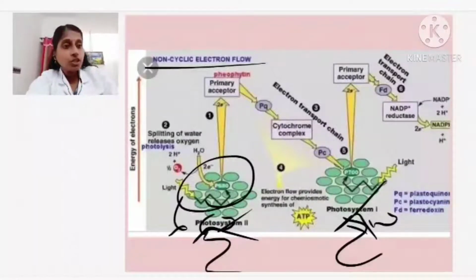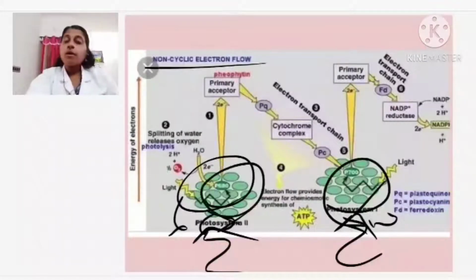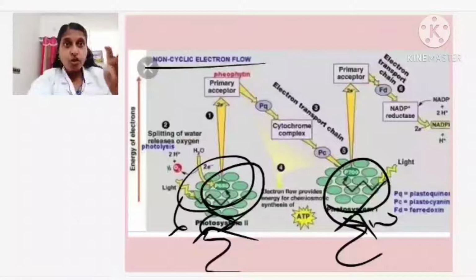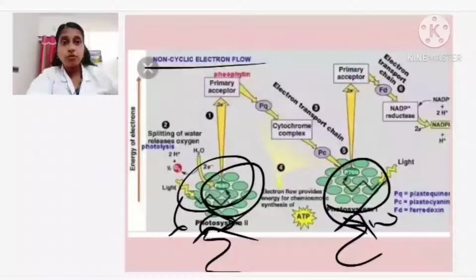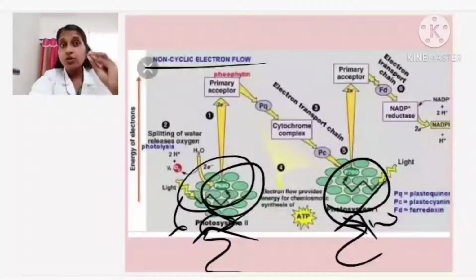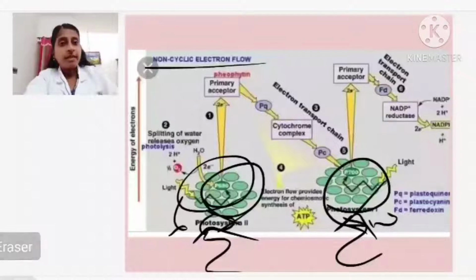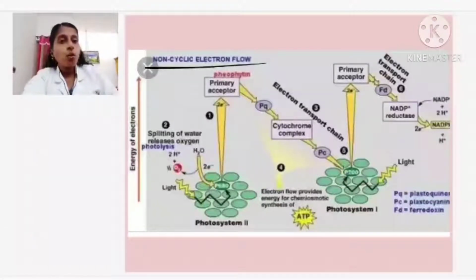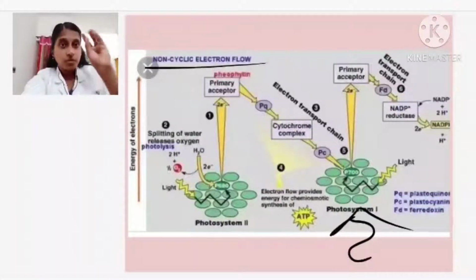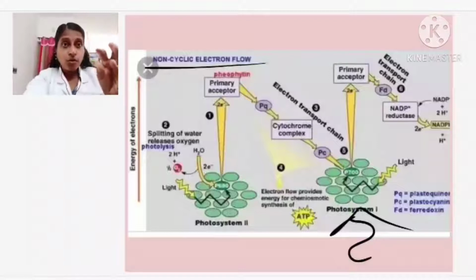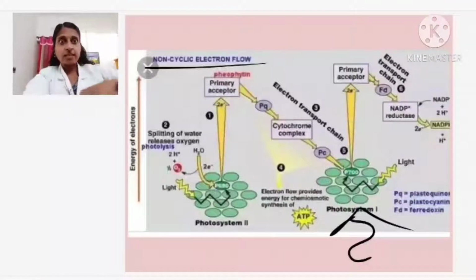So when the light energy is falling on this system, the chlorophyll molecule is getting excited. When they get excited, they are releasing electrons. So electrons are released. I repeat again, for example, we will start with photosystem 1. When the sunlight is falling on photosystem 1, the chlorophyll molecule which was sitting like this, when the light falls on them, they get excited.